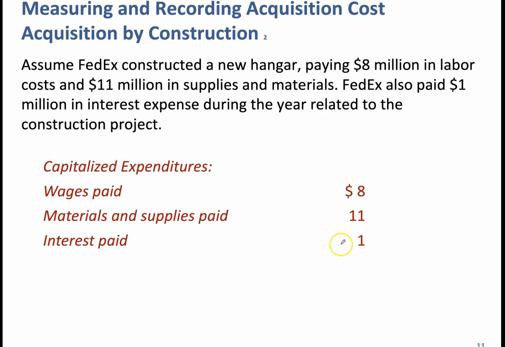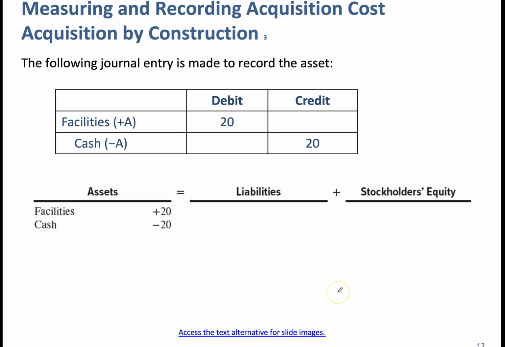So all of those would be added up to be the cost of the hangar, which we call capitalized expenditures. If you add these numbers up, 8 plus 11 plus 1, that's 20 million. You will debit the facilities for 20 million, you credit cash for 20 million. The facility refers to the hangar that would be depreciated in the future. We will talk about depreciation in the next videos or so.